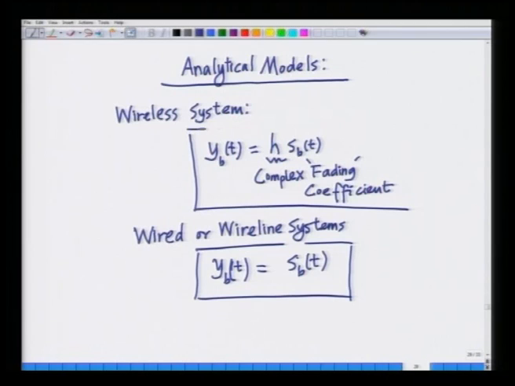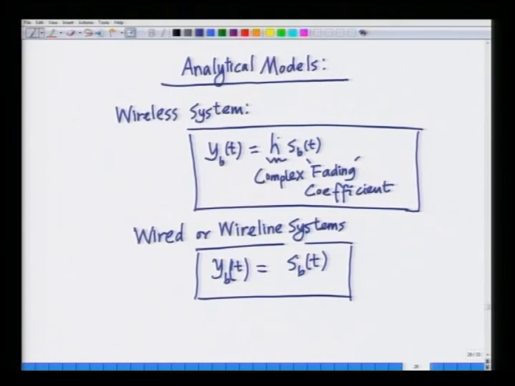What we are going to do next is we are going to compare wireless and wireline systems, but before that we will try to better understand the properties of this complex fading coefficient h. What we will try to do is we will try to statistically analyze this h and draw some conclusions about its behavior, or about the randomness of this h. I mean, what kind of behavior does this complex fading coefficient h exhibit.